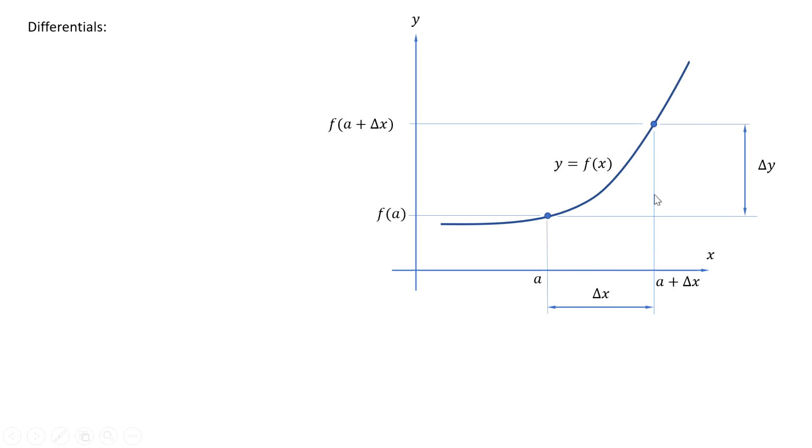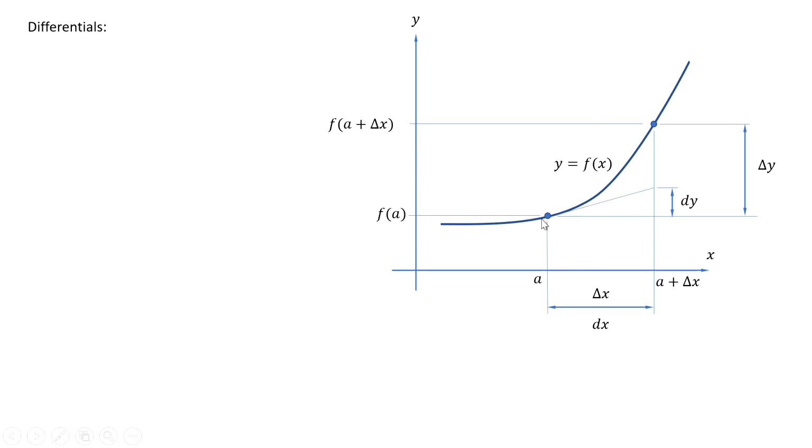But then there's something we can do. Oh, by the way, delta x and dx are exactly the same. Does that mean delta y and dy are the same? Answer is no. Okay. What is dy then? Dy is something that you get by doing something like this.